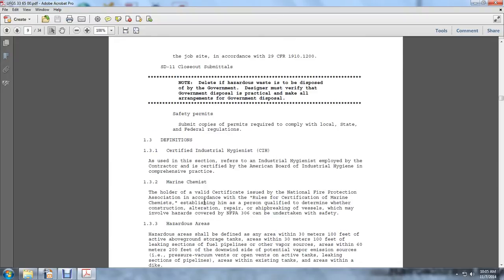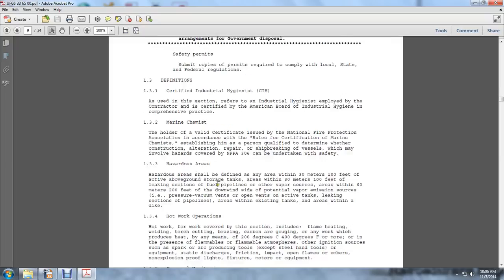1.3.1 Certified Industrial Hygienist (CIH). The term is used in this section to refer to the industrial hygienist employed by the contractor, with certification from the American Board of Industrial Hygiene in comprehensive practice. 1.3.2 Marine Chemist. Holder of a valid certification issued by the National Fire Protection Association according to its rules of certification. The marine chemist is the person qualified to determine whether the construction, alteration, repair, or shipbreaking of a vessel, which may involve the hazards covered by NFPA 306, can be undertaken in safety.